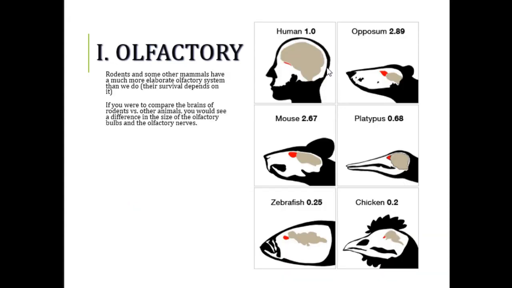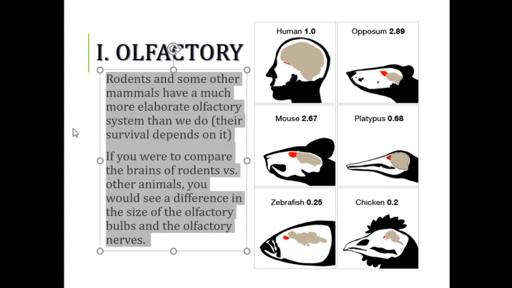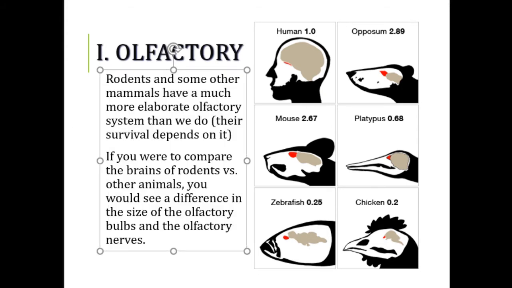And just as another note, the olfactory bulb and nerve, let me just make this a little bit bigger, one moment. Sorry about that. The ratio or the size of our olfactory nerves is much different between animals. Ours is relatively small compared to the size of our brains, whereas in mice or opossums, where smell is really important, theirs is going to be much, much larger.